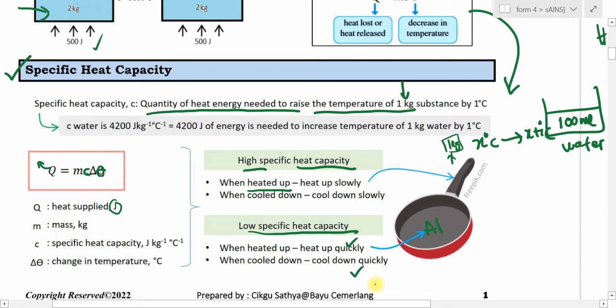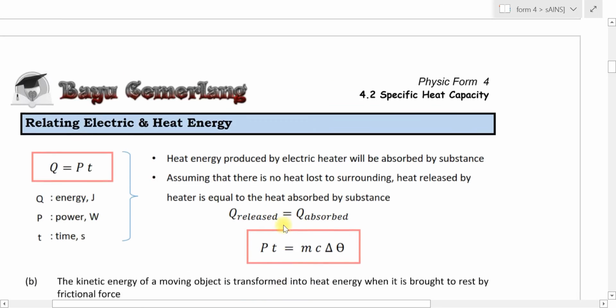Okay. Jadi kalau low specific heat ni cepat panas, cepat sejuk. High specific heat capacity, lambat panas, lambat sejuk. Simple. Can understand so far? Can, sir. Okay, good. Next.